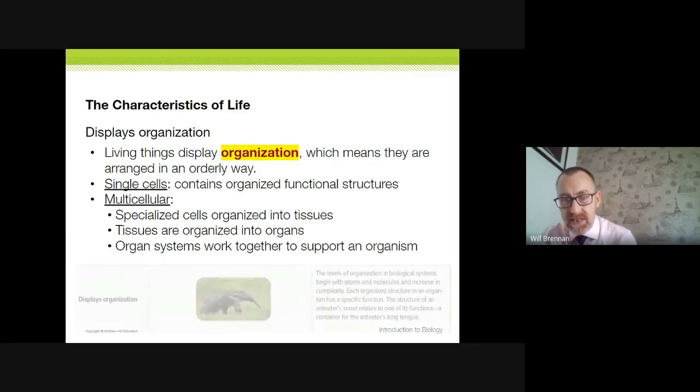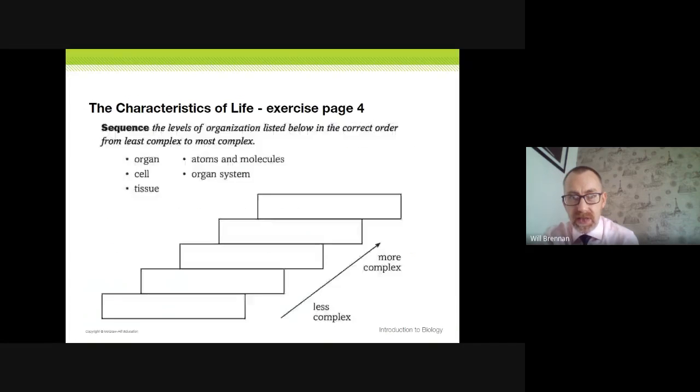The next exercise in your worksheet that I want you to look at is the sequenced level of organization that you see on the screen. You need to start with the least complex and work your way up the ladder to the most complex. So you'll see down the bottom, you have atoms and molecules, and at the top, you have organ system. You need to fill in the steps in between.